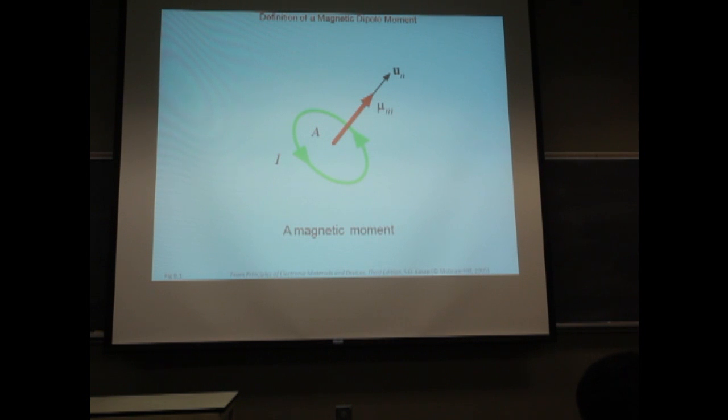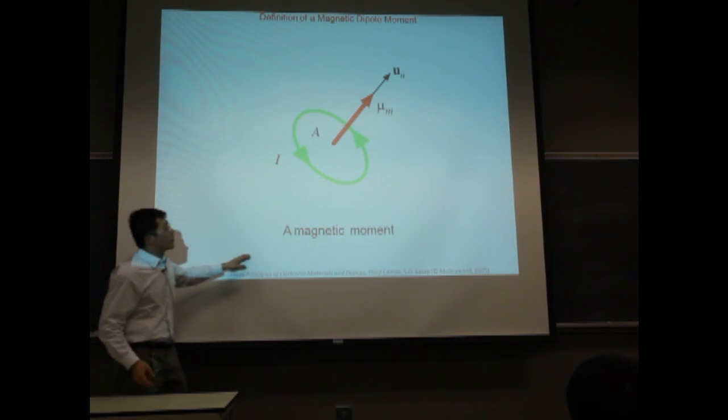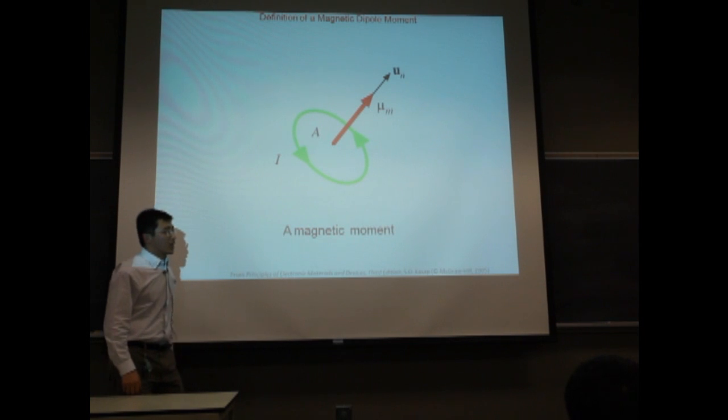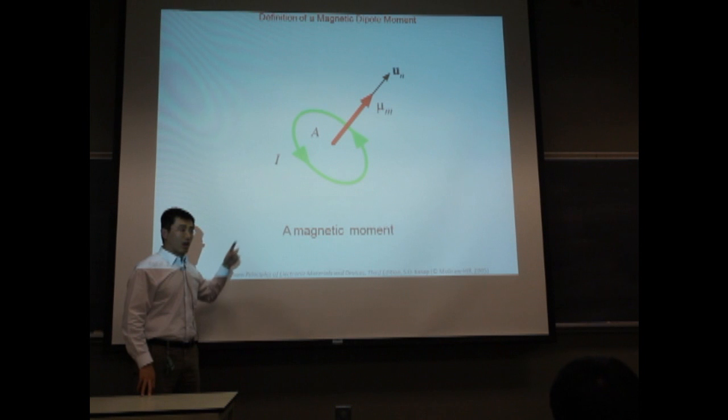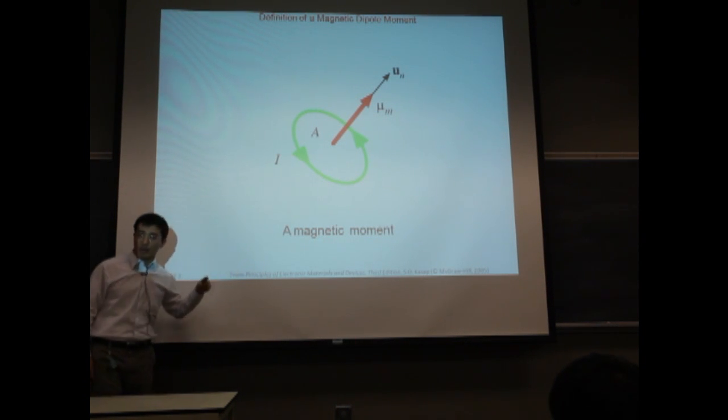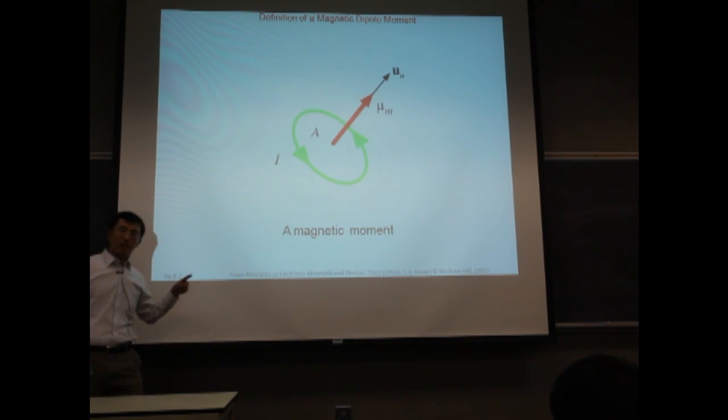Okay, an atom. What is the cause of the magnetism? Magnetism is caused by current. The current has to be in a loop. So a loop of current causes the magnetic field, due to Ampere's law. And in an atom, the orbiting electron causes the atomic magnetic moment.